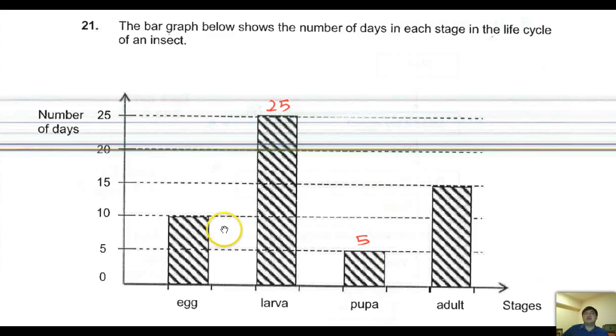study the graph here. It will be good if you write down the numbers here, 10, 25, 5, and 15. Okay, now this has something to do with the number of days in each stage of the life cycle of an insect. Egg, it remains as an egg for 10 days, and it came out as a larva, and it lived for 25 days as a larva, then pupa 5 days only before it became an adult, and for adult it lived for only 15 days. So if you add these four together, it should be the total life cycle of this particular insect, right?